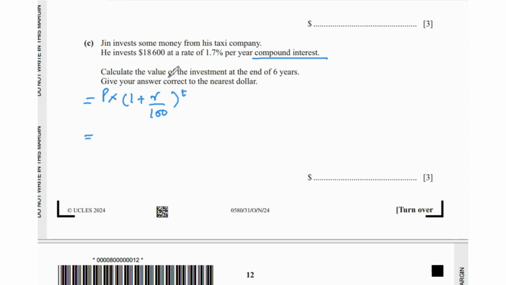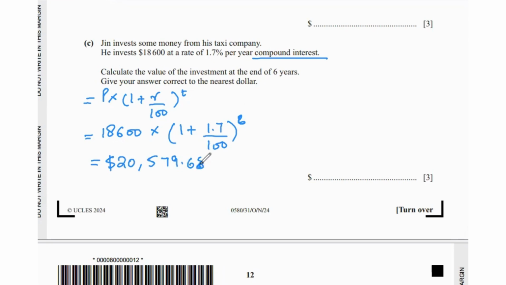of T. Principal amount is 18,600 times 1 plus 1.7 over 100, which is the rate, to the power of 6, which is our time period. So when you plug that in the calculator, what you should get is 20,579.68. Since they want the answer to the nearest dollar, so that rounds up to 20,580. That is the final answer.